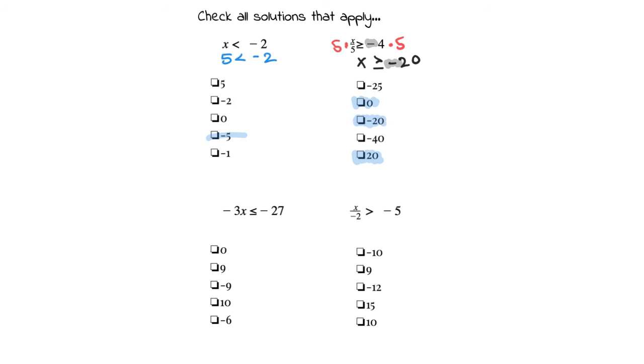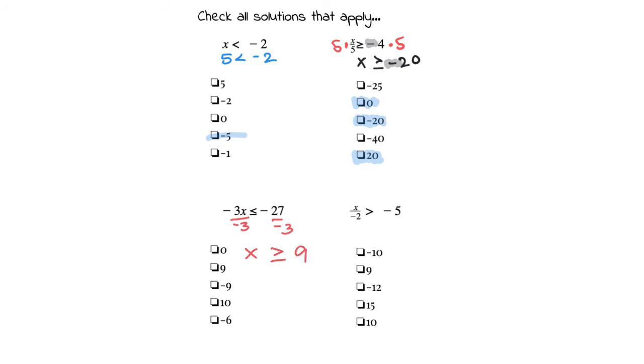Next, we have negative 3x is less than or equal to negative 27. So to solve this, I'm going to divide both sides by negative 3. And that leaves me with x. I'm going to flip the inequality here, so greater than or equal to positive 9.